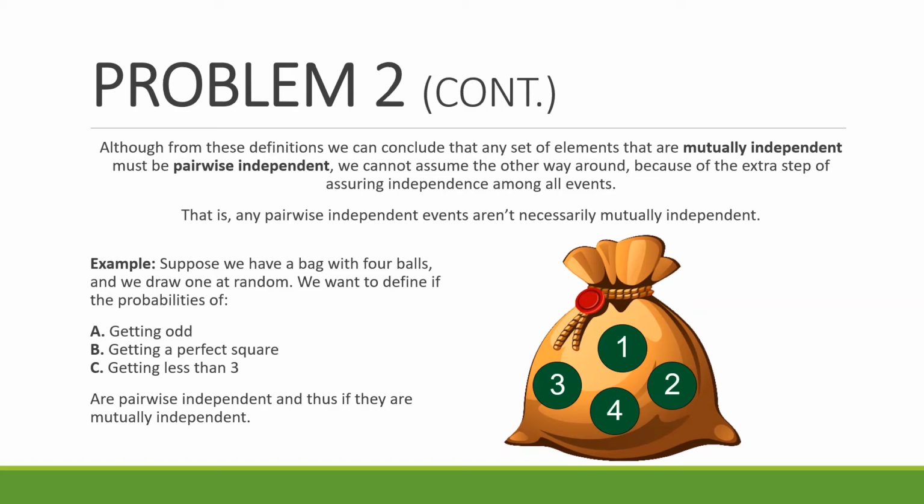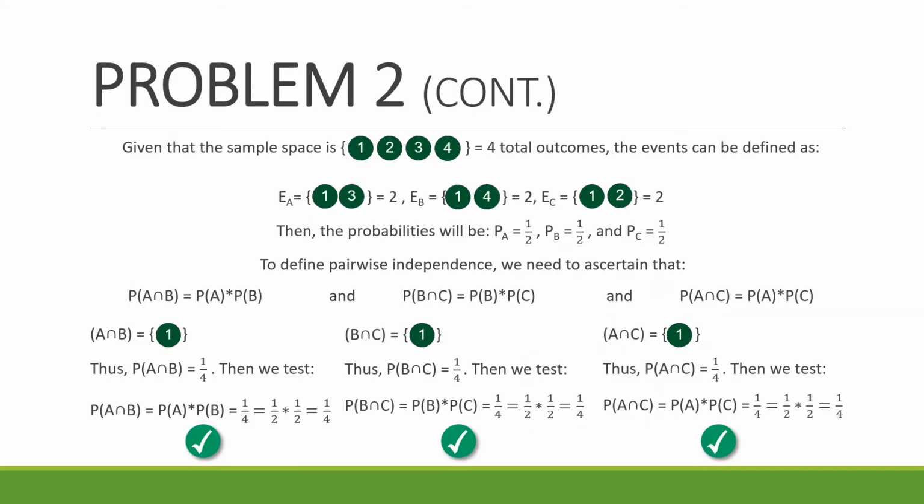Now, given that our sample space is all of the balls, 1, 2, 3, and 4, with 4 total outcomes, the events could be defined as event A, getting odd, that's 1 and 3, so equal to 2. Event B, getting a perfect square, that's 1 and 4, also 2, and event C, getting less than 3, that's 1 and 2, so also 2. So the probabilities would be P of A 1 over 2, P of B 1 over 2, and P of C 1 over 2.